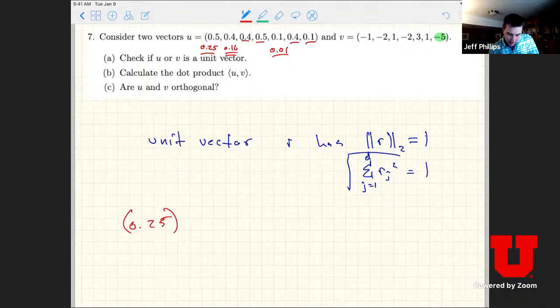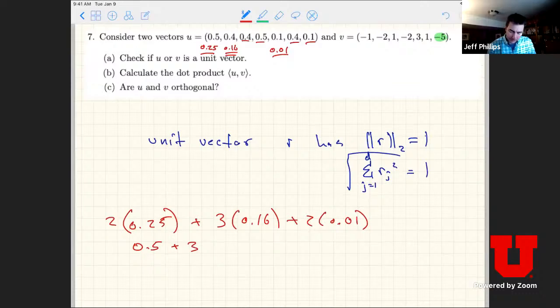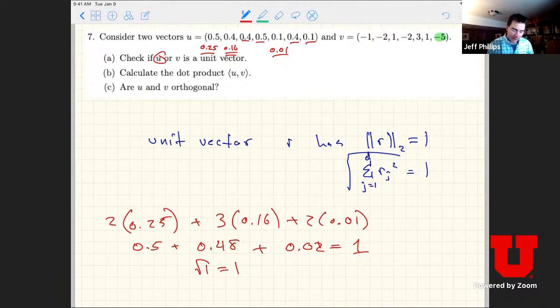0.25 times 2 plus 3 times 0.16 plus 2 times 0.01. Okay, this is 0.5 plus, let's see, 0.16 times 3 is going to be 0.48. And 2 times 0.01 is 0.02. And these add up to exactly 1. And the square root of 1 is equal to 1. So yes, U is a unit vector, but not V.